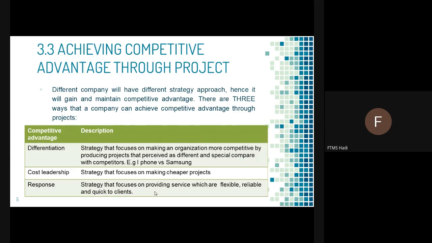So when we talk about response, sometimes clients need it fast, they need it urgently. Whoever comes up with the fastest response and completes the project quite fast, they will go for it regardless of any cost. They don't care how much the cost is, as long as it's completed with a quick response, okay, go. So that means they compete in the response way.